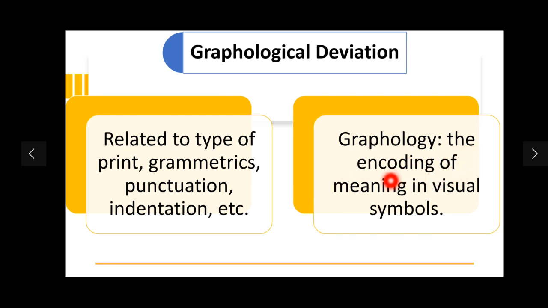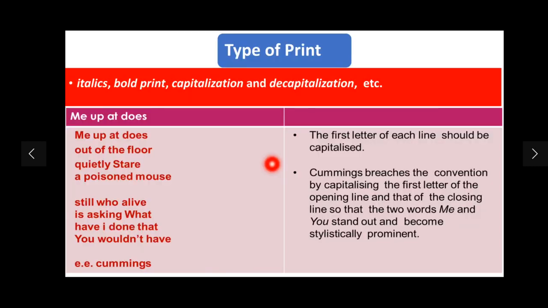Graphology: the encoding of meaning in visual symbol. We will explain what visual symbols are. Type of print. In graphological deviation, sometimes a poet or a writer may italicize a particular idea. So a writer or a poet may italicize a line, a word, a phrase, or a complete paragraph. So they may use italics.